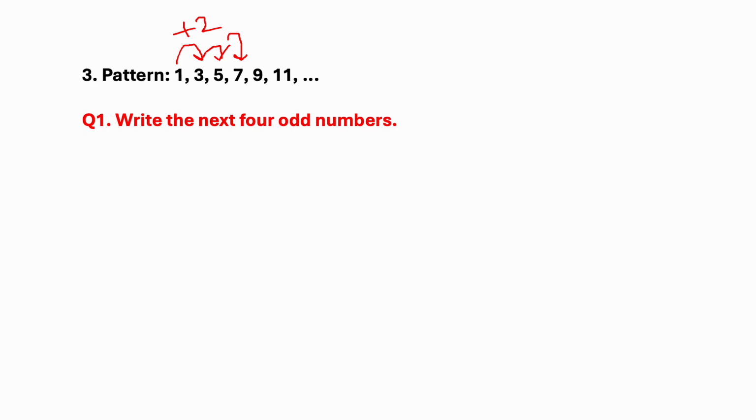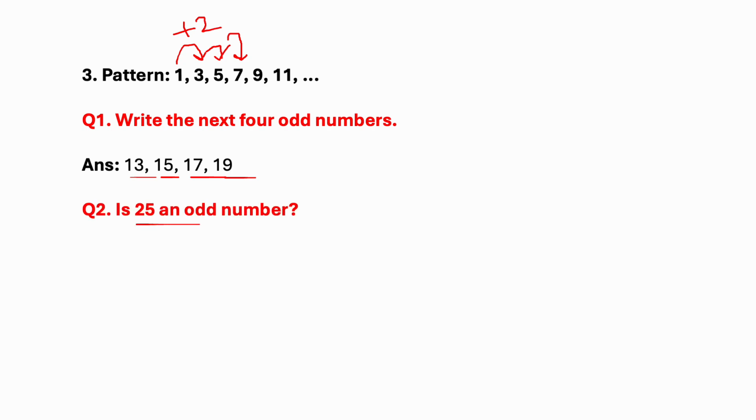So write the next 4 odd numbers. 11 plus 2 is 13. 13 plus 2, 15. 15 plus 2, 17. 17 plus 2, 19. Is 25 an odd number? Yes. 25 ends with 5. So it is an odd number.